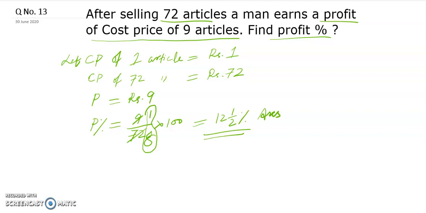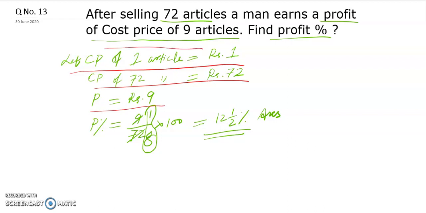Now in exam hall, you don't need to write all these steps. If you know the concept and if you practice enough, then you can solve this question in few seconds. You can calculate all these things in your mind. Now in this question, we know that the profit is on cost price. So we will assume CP of one article is rupees 1. So total is how much? 72 articles. So 72 will be our CP, and our profit is how much? 9 articles. So profit is 9. So 9 by 72, you can calculate in mind. 9 ones are 9, 9 eights are 72, and 1 by 8 is directly 12, 1 by 2%.